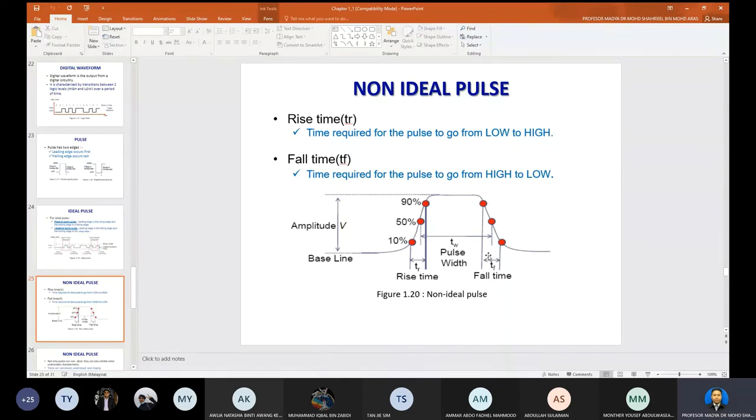And then similarly for the falling time, it is 90% to 10% of the set point. Set point is 1, so from 0.9 to 0.1. This one we call the falling time. And then from 50% of the set point to 50% of the set point for the negative going pulse will be the pulse width. Those are the parameters that you have to remember: the rise time, the falling time, and how to measure the pulse width.